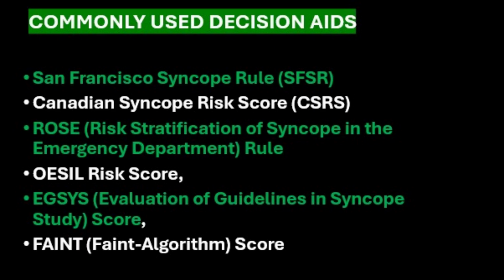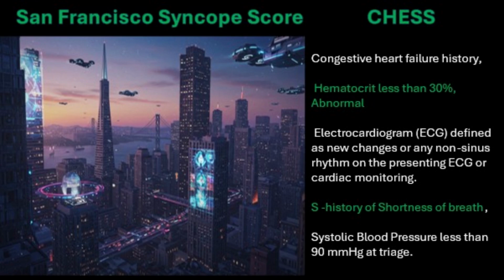Commonly used decision aids include the San Francisco Syncope Rule, SFSR; the Canadian Syncope Risk Score, CSRS; the ROSE, Risk Stratification of Syncope in the Emergency Department Rule; the OESIL Risk Score; the EGSYS, Evaluation of Guidelines in Syncope Study Score; and the FAINT Score. San Francisco Syncope Rule, SFSR.